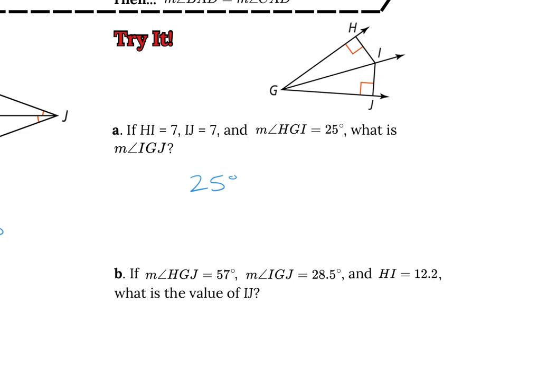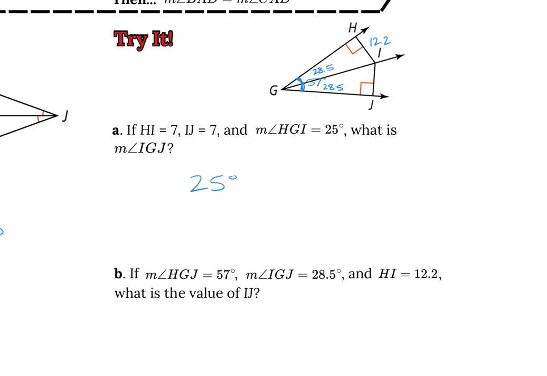Okay, next we're going to look at B. So the measure of HGJ, the entire measure, is 57 degrees. IGJ is 28.5, so just half of it is 28.5. And HI is 12.2. We want to find the measure of IJ. Okay, so if my entire angle measure is 57, and one part is 28.5, that means my other part has to be 28.5.